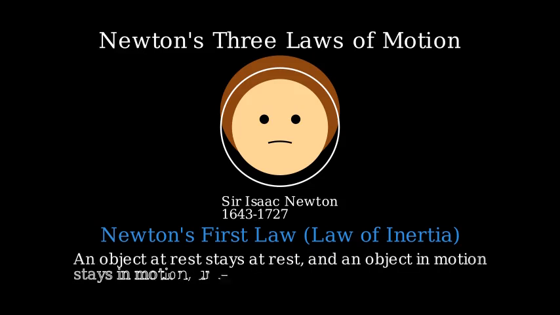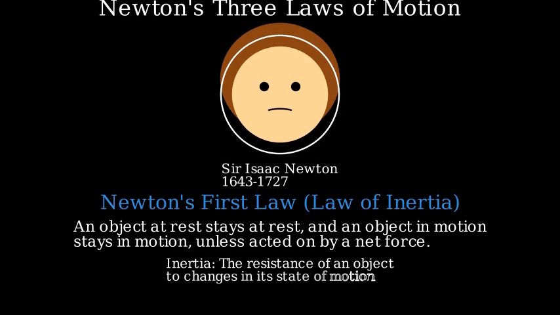The first law states that an object at rest stays at rest, and an object in motion stays in motion at a constant speed and in a straight line, unless acted on by an outside net force. This means that objects naturally resist changes to their motion. We call this resistance inertia. Let's look at some examples of Newton's first law.